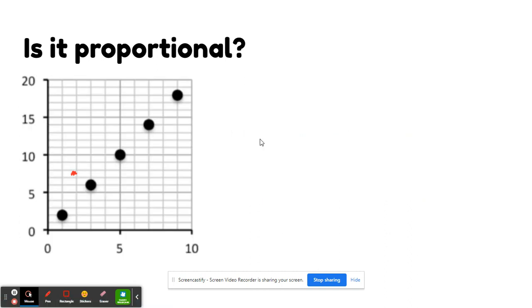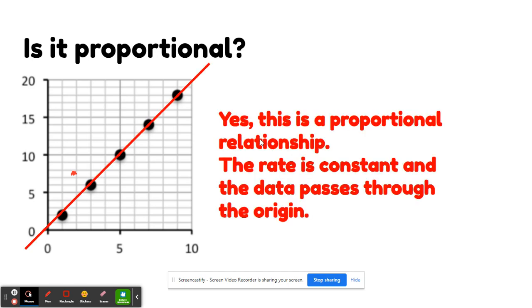Let's look at this one. Is this one proportional? This one is kind of tricky looking, because even though it's not attached, it does form a straight line. I can make a prediction from it. So this is a proportional relationship. Our rate is constant, because you can see that every time I go up 1, 2, 3, 4, I'm going over 2. So my rate is constant, and it is passing through the origin. This makes it proportional.